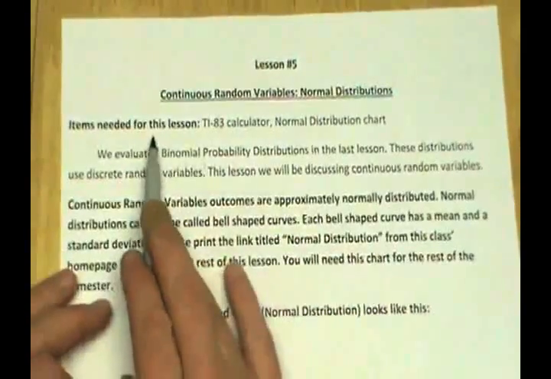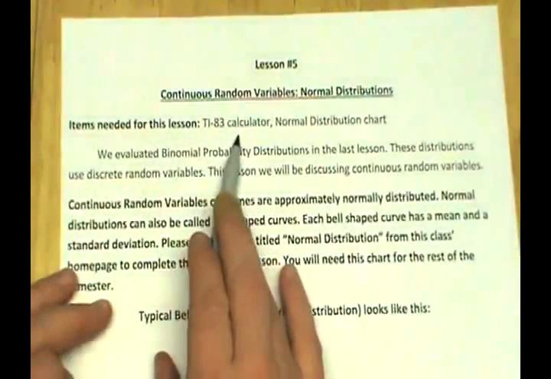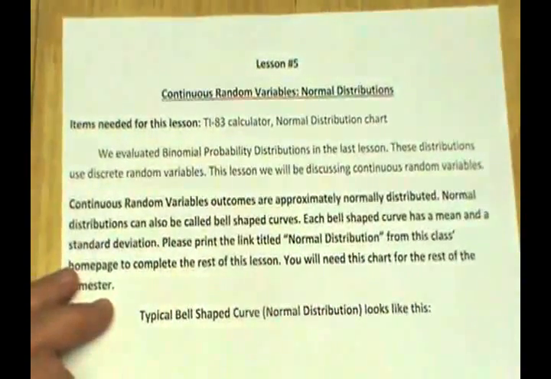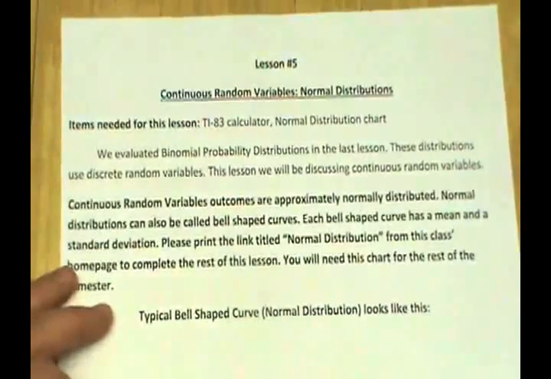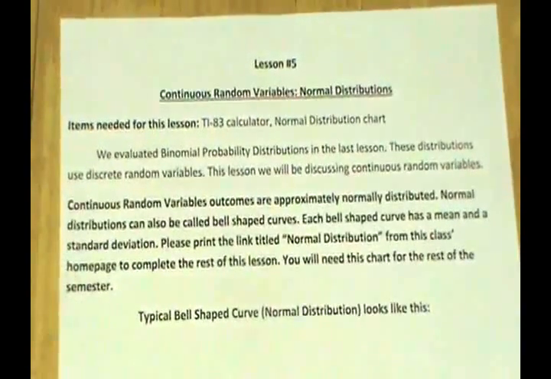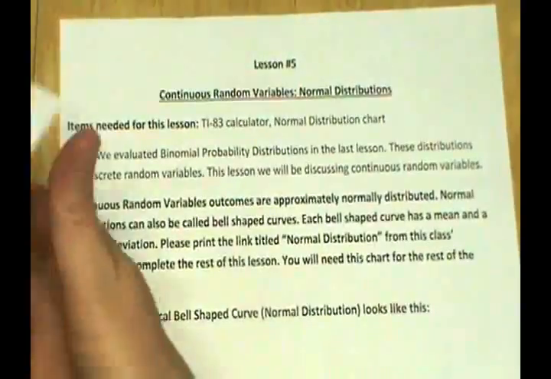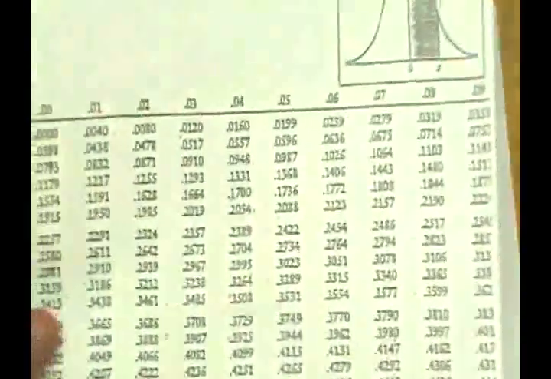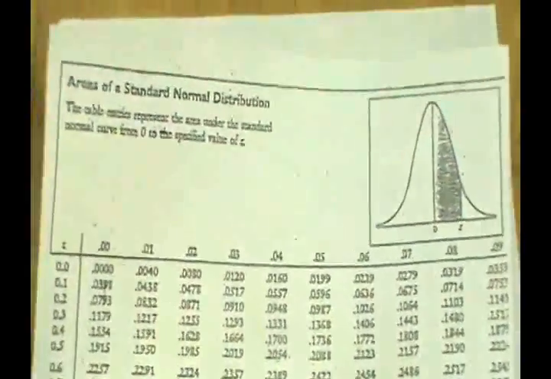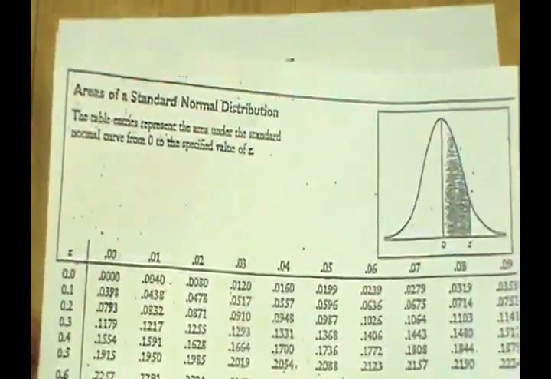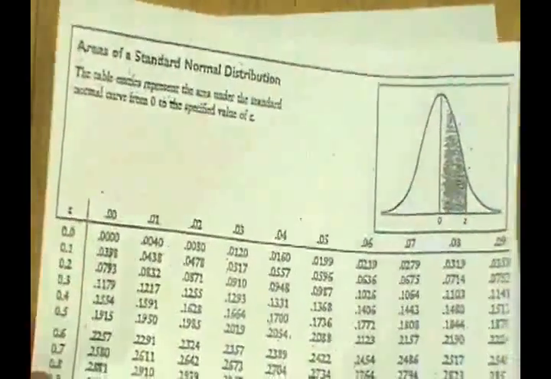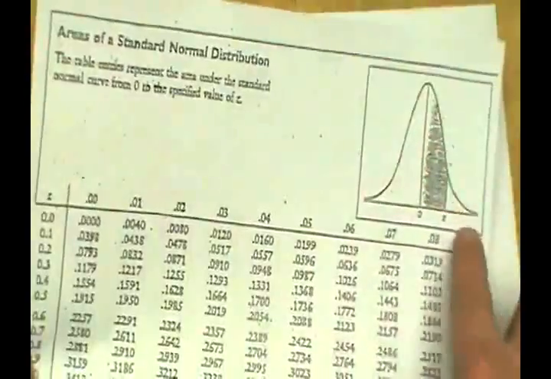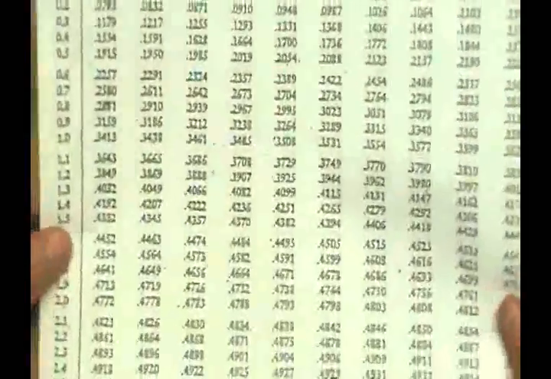The items needed for this lesson are going to be your TI-83 calculator, and you also need to click on the link in the web page for this course to get the normal distribution chart. I am going to show you what it should look like, something like this. And we're going to learn how this works. So areas of a standard normal distribution is on the upper left. You see a curve right here, and then you see a bunch of numbers.